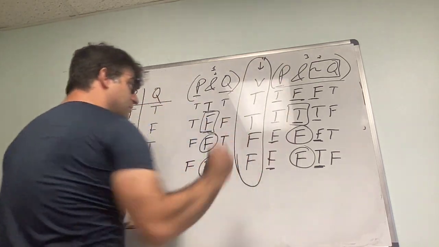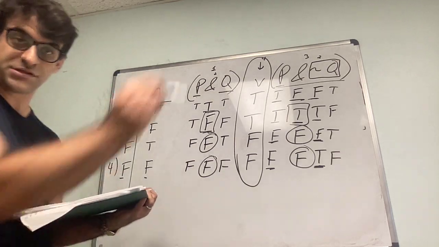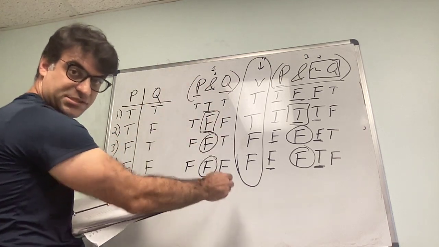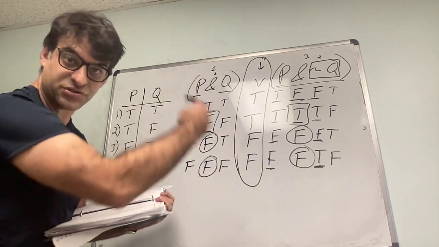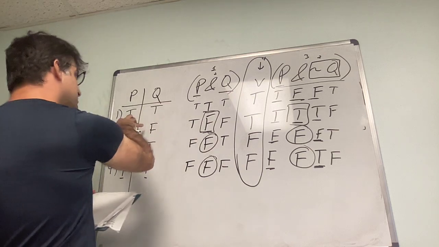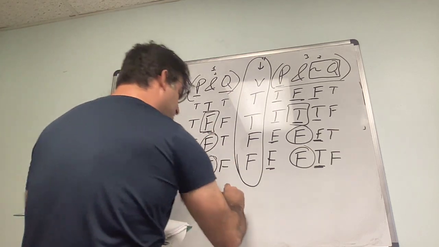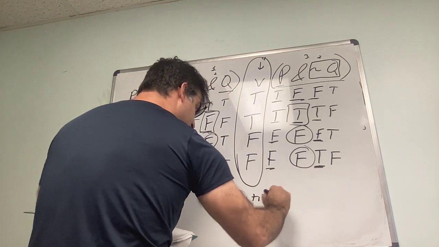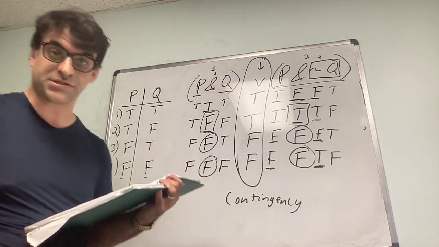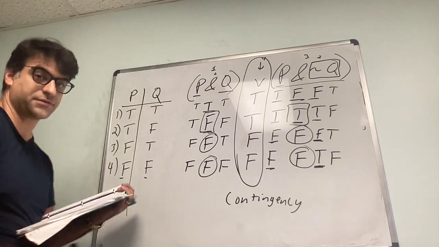This main connector column gives us the truth conditions of this whole proposition. Under these circumstances, it's true. Under these circumstances, it's false. And since you have a mix of trues and falses, this proposition can be true sometimes, depending on the truth value of P and Q, other times false. We call this a contingency. You have a mix of true and false in the main connector column. So we call this proposition a contingency. Whether it's true or false depends on the truth value of the parts.